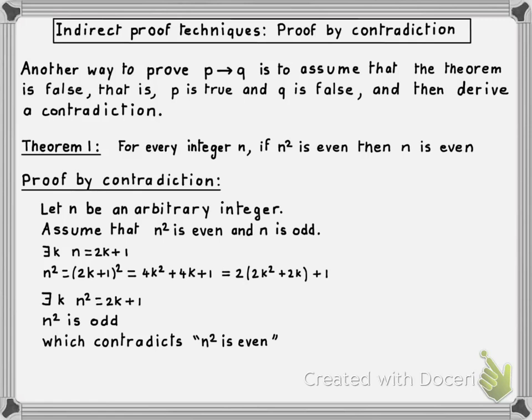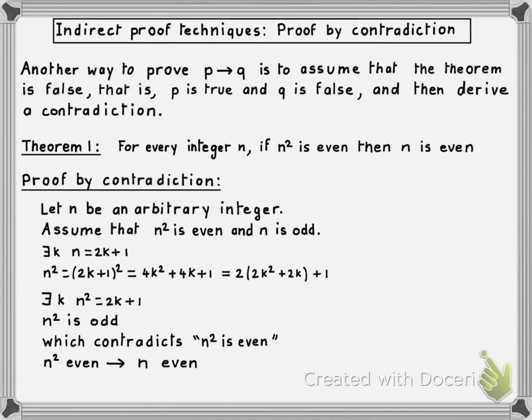But if the assumption is false, it means it's impossible for P to be true and Q to be false. And that is the definition of the conditional P implies Q. So again, by contradiction, we just proved that the hypothesis P implies the conclusion Q, which in this case means the hypothesis n squared is even implies the conclusion n is even, which is the general form of a theorem, except that in our proof n is a specific but arbitrary integer, whereas in the theorem we need to prove it for every possible integer.